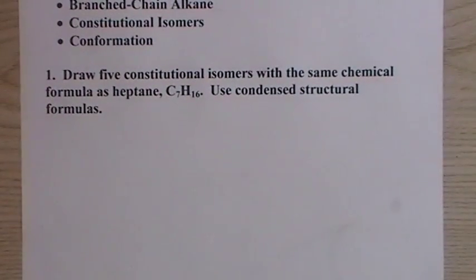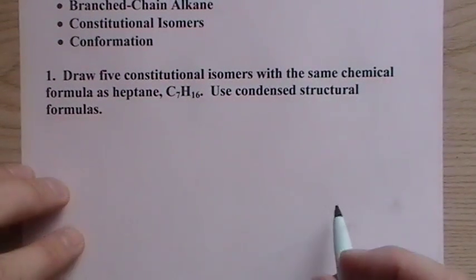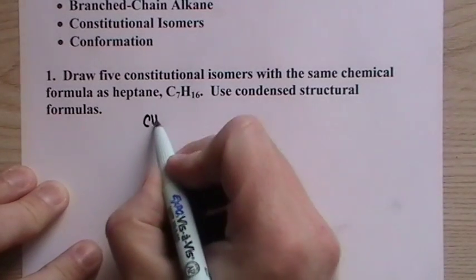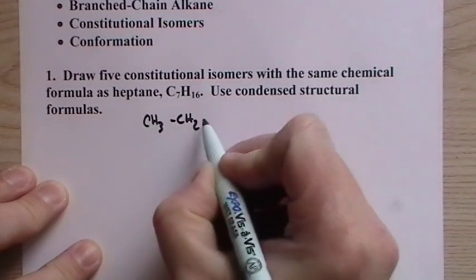Now, draw 5 constitutional isomers with the same chemical formula as heptane. Now I'm going to draw out the condensed form.